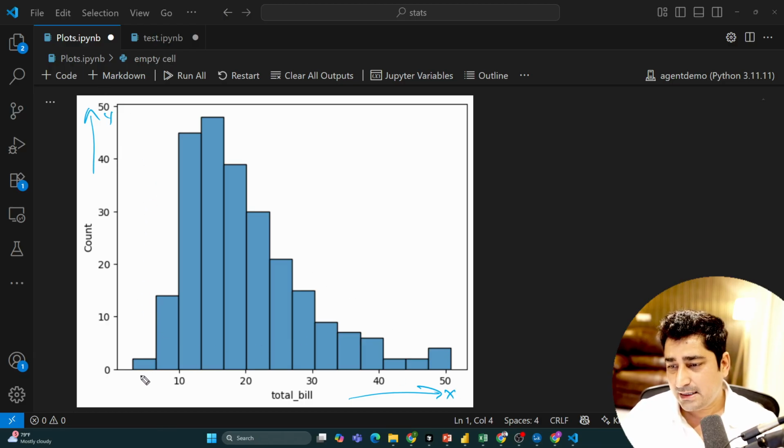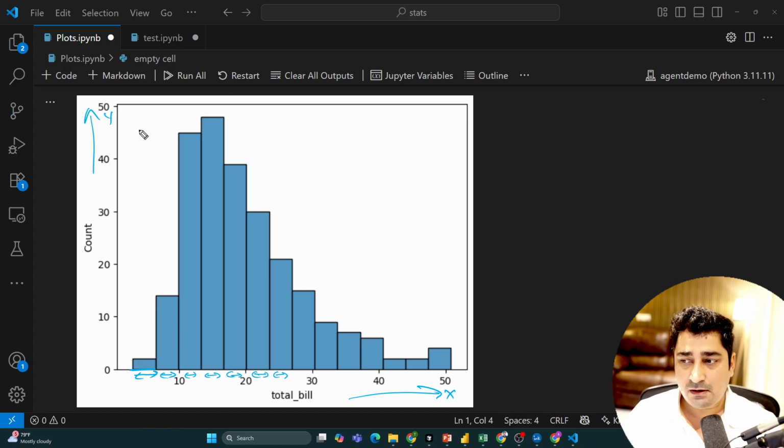Now the x-axis is going to talk about ranges of the data. The x-axis basically talks about the data distribution between this range and this range. I'll talk more about it. And this y-axis is going to talk about the occurrences of the data. Now, what does it mean, by the way?